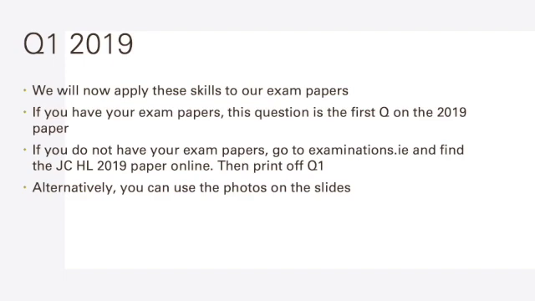So as you know, we're looking at question 1, 2019, and we're going to be applying these skills to our exam papers step by step, very, very slowly with examples. If you have your exam papers, it's the first question on the 2019 paper. If you do not have your exam papers, then go to examinations.ie and find the Junior Cert Higher Level 2019 paper online. Then print off question 1. Alternatively, you can use the photos on these slides.